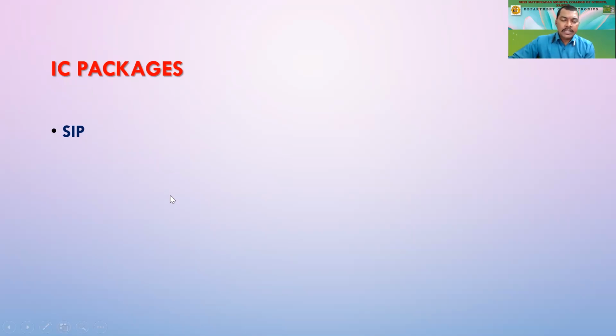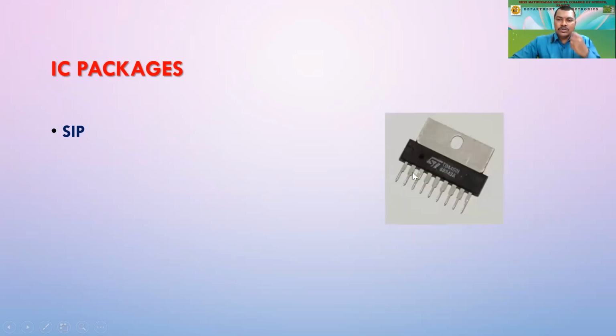The first package that is available is called the SIP, that is single inline. This is how it looks. Here, if you are able to see, the pins which are supposed to be connected to the circuit are only on one side, right? And this is the heat sink which is given over there. This type is called SIP, single inline package, which implies that the pins are only on a single side of it.